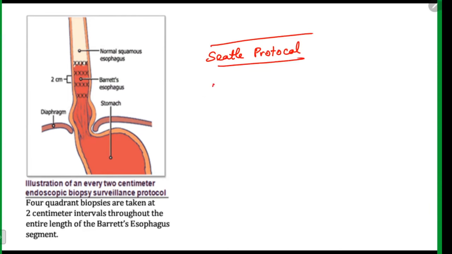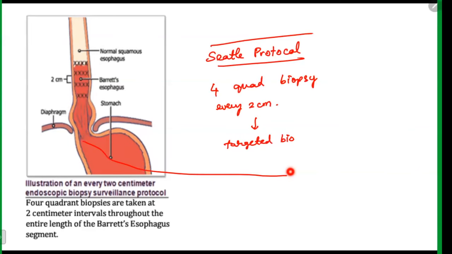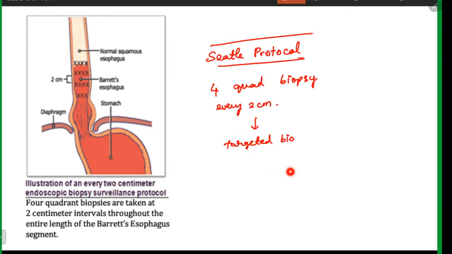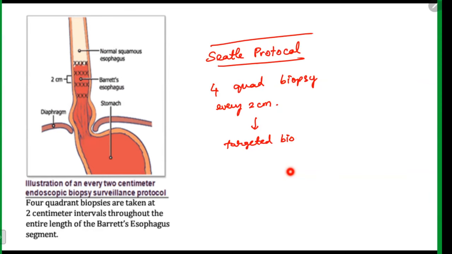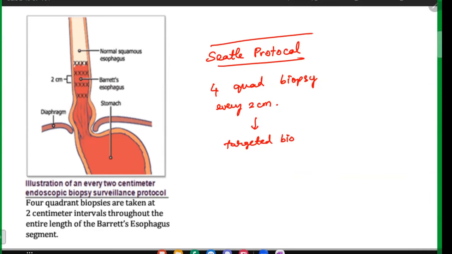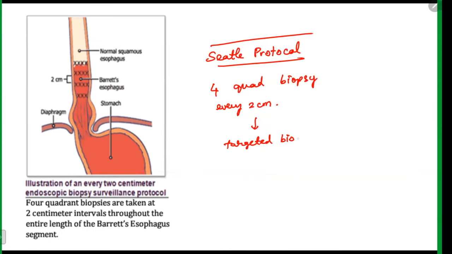In the Seattle protocol, we take biopsies in 4 quadrants, every 2 cm. And then you take targeted biopsies from the invasive areas. So you're going to go for a targeted biopsy from the invasive lesions. Is it clear? Okay, right.